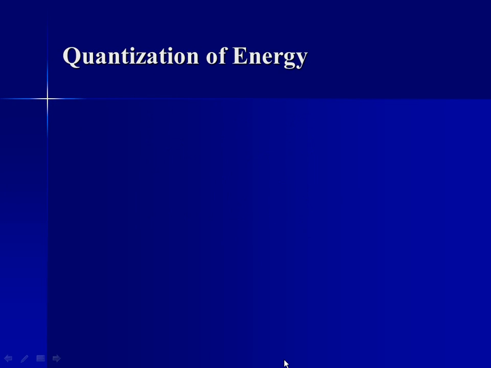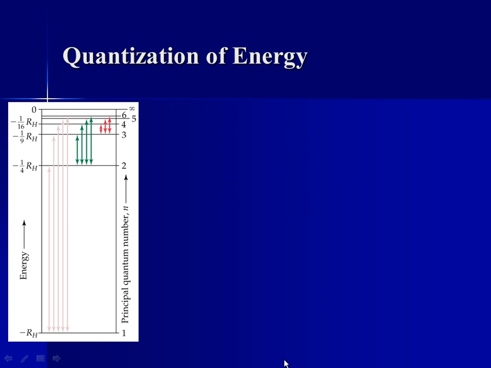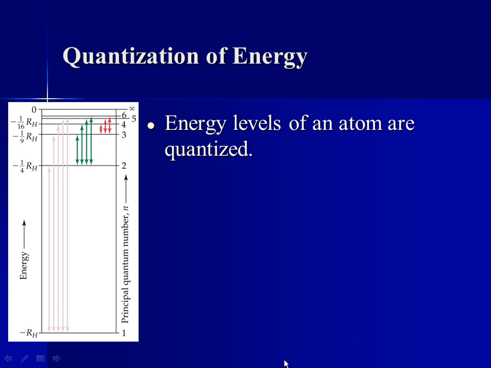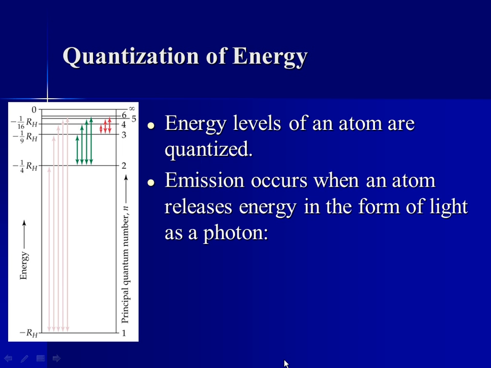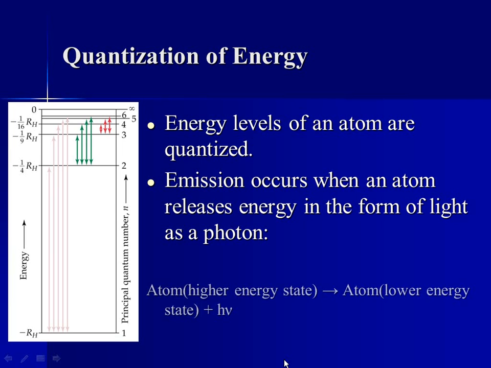The diagram shown here summarises what we have now learned about the quantization of energy levels and demonstrates why an atom releases energy in the form of electromagnetic radiation. All of this brings us one step closer to a better model for atomic structure.